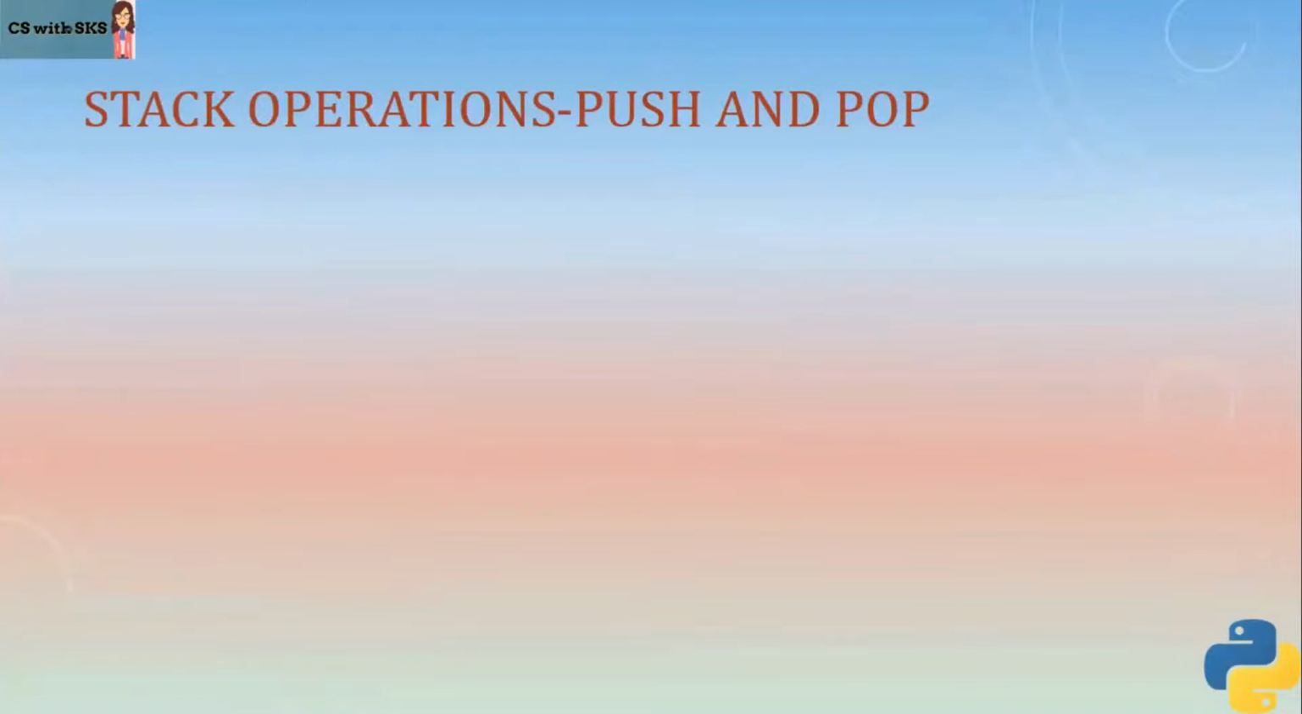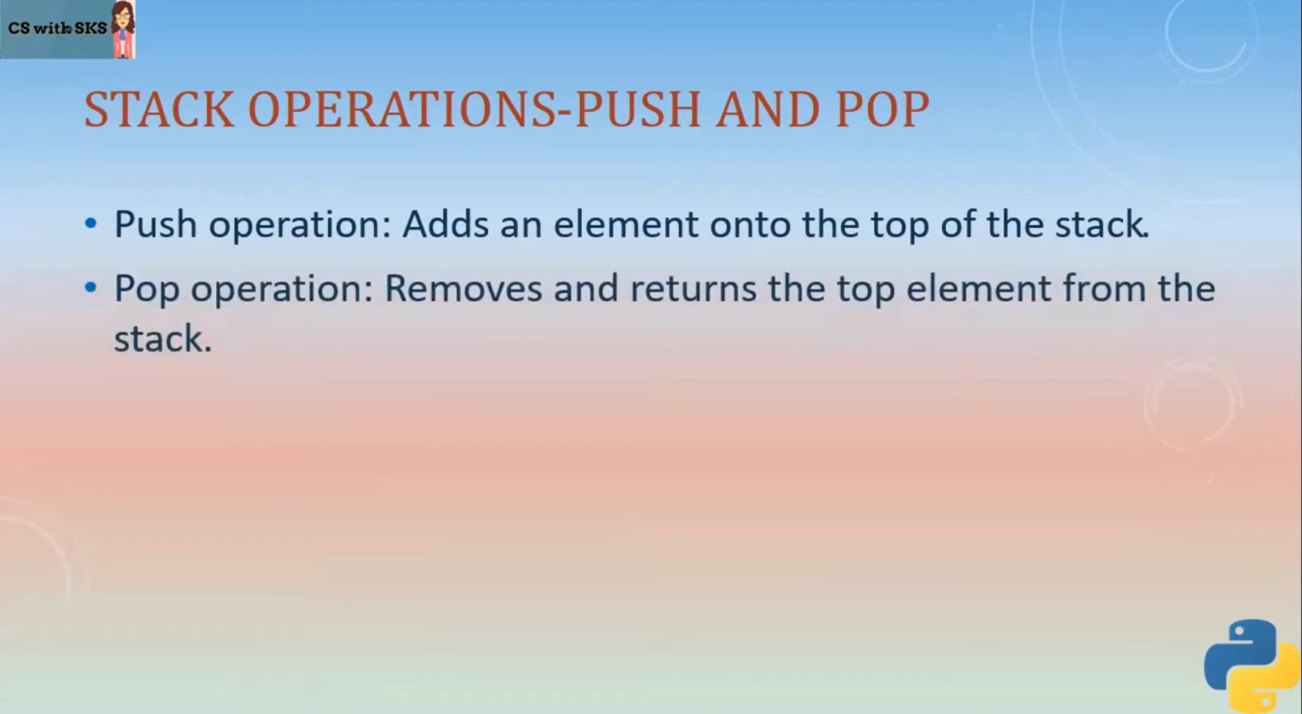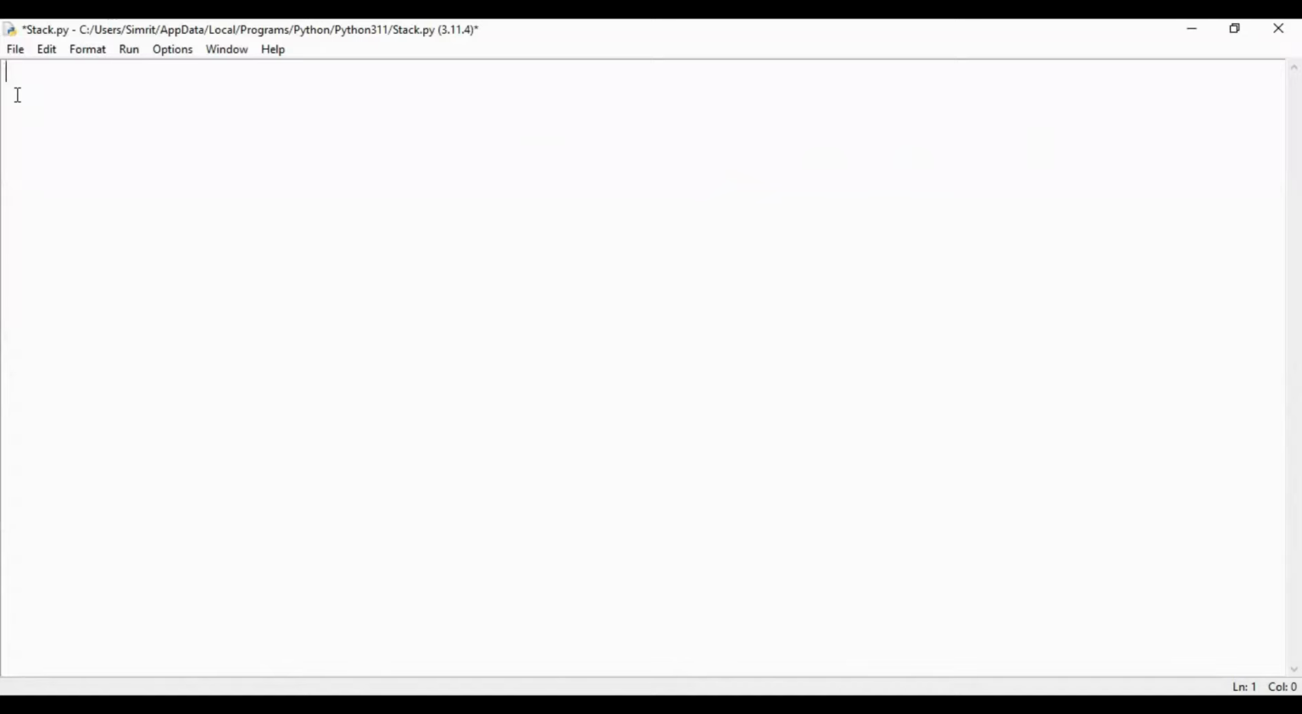There are basically two operations that we can perform on stacks. One is push and another one is pop. Push means adding an element on top of the stack, and pop means removing the element from the top of the stack. So I'll take you to Python IDLE and I'll show you how do we implement a stack. So now let's see how do we implement stacks in Python using lists.